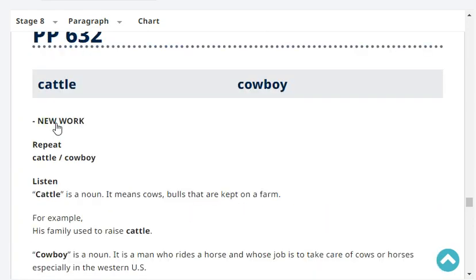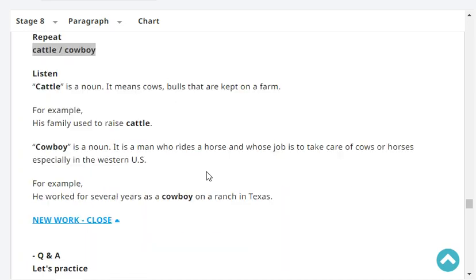Next, repeat. Cattle. Cowboy. Very good. Okay, listen. Cattle is a noun. It means cows and bulls that are kept on a farm. For example, his family used to raise cattle.